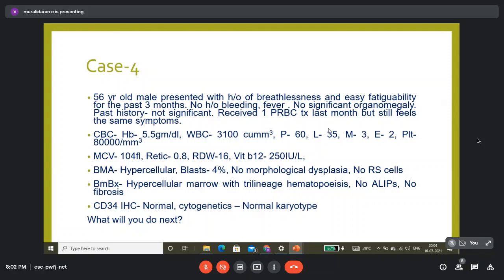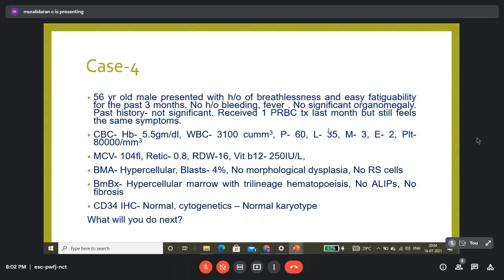So biopsy also showed hypercellular marrow with multilineage hematopoiesis. There is no ALIP. There is no fibrosis. There is no increased blast in the biopsy. That was confirmed with CD34 IHC. And the karyotype is also normal.